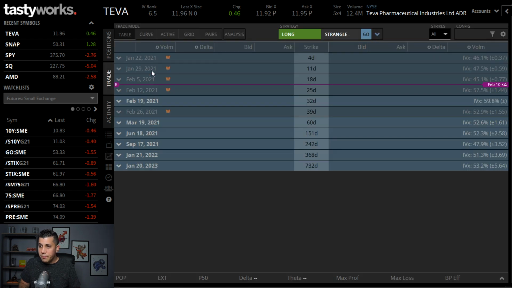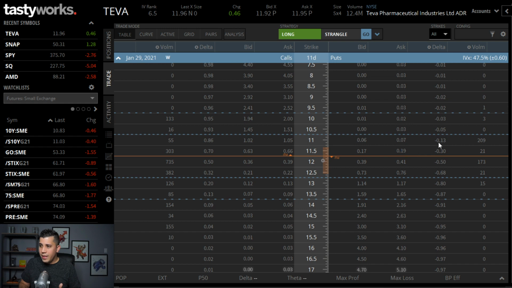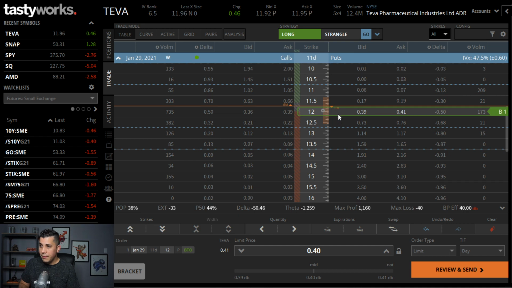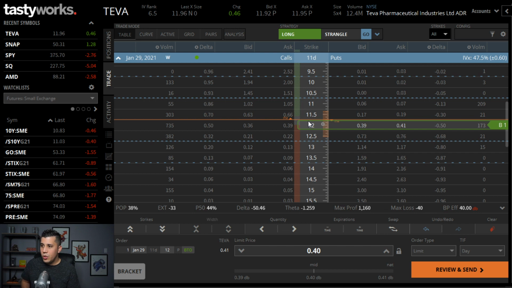So same with the put side. Now let's go to the put side. The put side is the exact same. So let's look at these deltas here. If I want a 50 delta and I want to short, I'm like, oh man, Teva's going to drop $1 or $2 or whatever, right? I can then buy this. I could buy the $12 put, and as you can see here, it's at 50 delta right here. So if it drops $1, this options contract is going to go from 40 cents to 90 cents, which would be over 100% return.